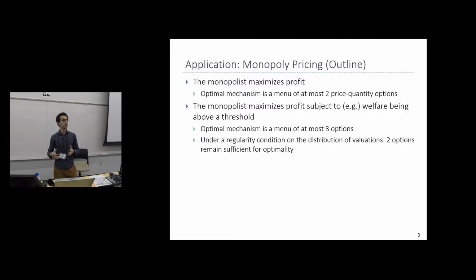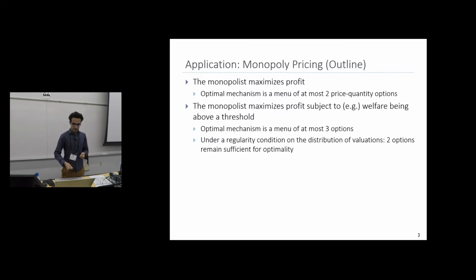Before diving into the model, let me give you from a high-level perspective what happens in the monopoly pricing application. This is a classical framework. There is one monopolist and a continuum of agents, let's say buyers. From classic results, the optimal mechanism is a menu of at most two options. There will be a higher quantity sold at a higher price, a lower quantity sold at a lower price, and every buyer is free to choose either option they want, or just stay away and not buy anything.